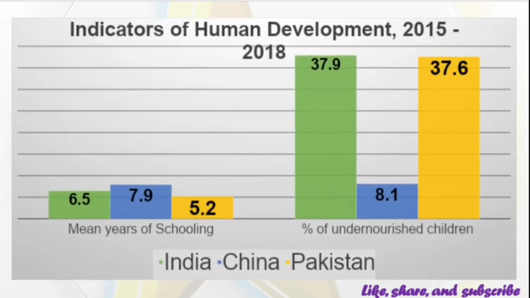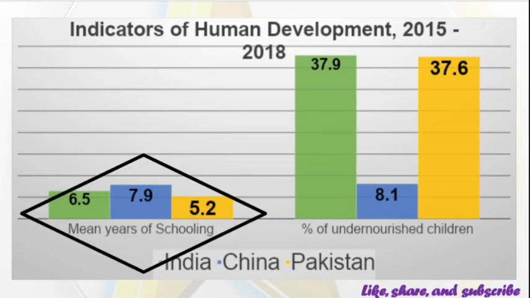Still more human development indicators: mean years of schooling, the average number of years our population spends in school. In India, it was 6.5 years, that is, all the members of the country have spent at least 6.5 years in school. In China, it was 7.9 years. In Pakistan, it was 5.2 years.